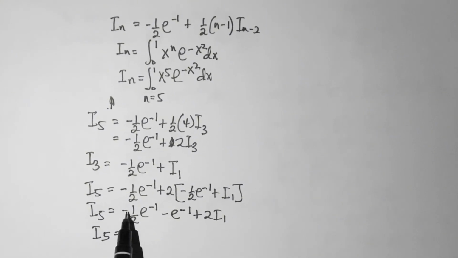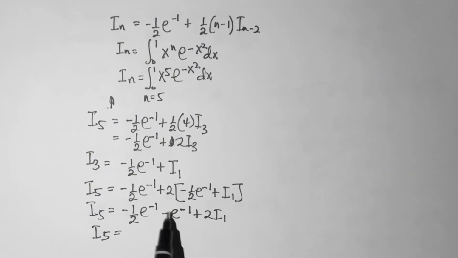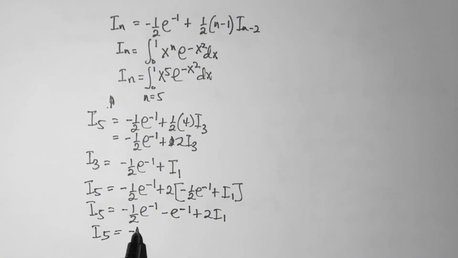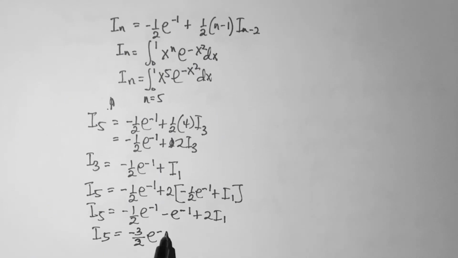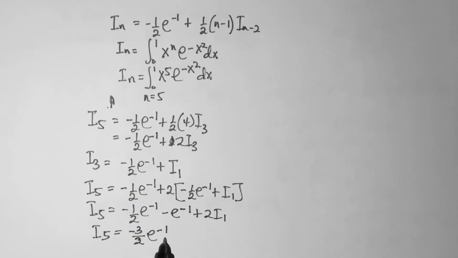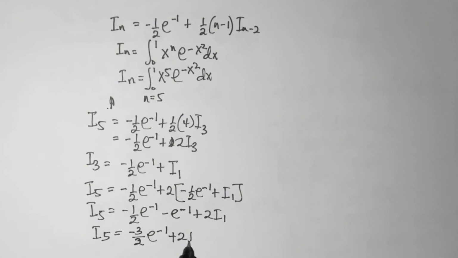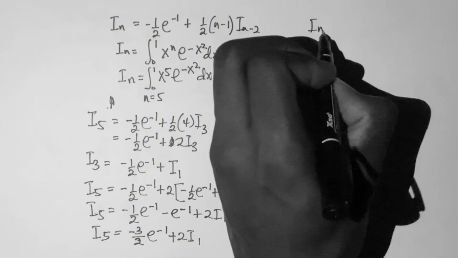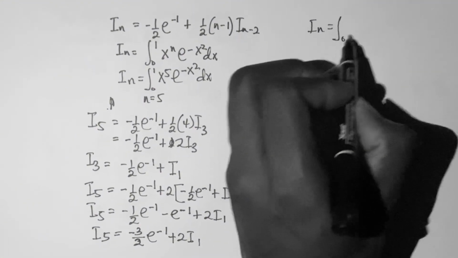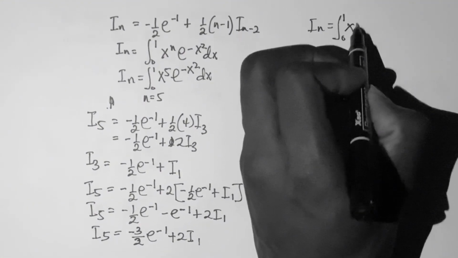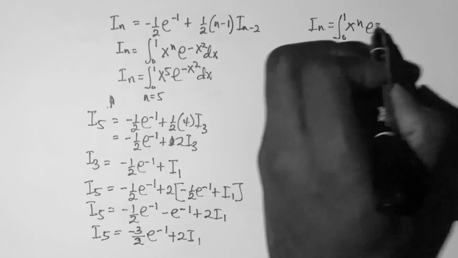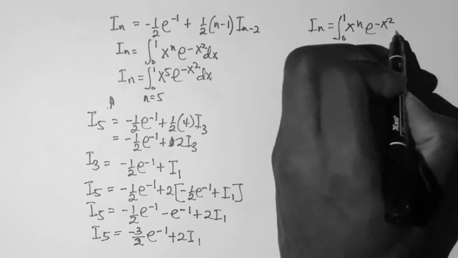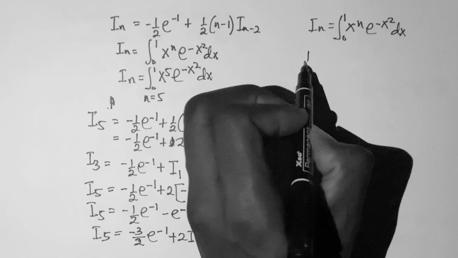However, we can further simplify this. I of 5 is equal to minus 1 over 2 minus 1, which becomes minus 3 over 2, then e to the power of minus 1, then plus 2 I of 1. But we know that I of n is equal to the integral from 0 to 1 of x^n e^(-x^2) dx. So we can find I of 1 from here.